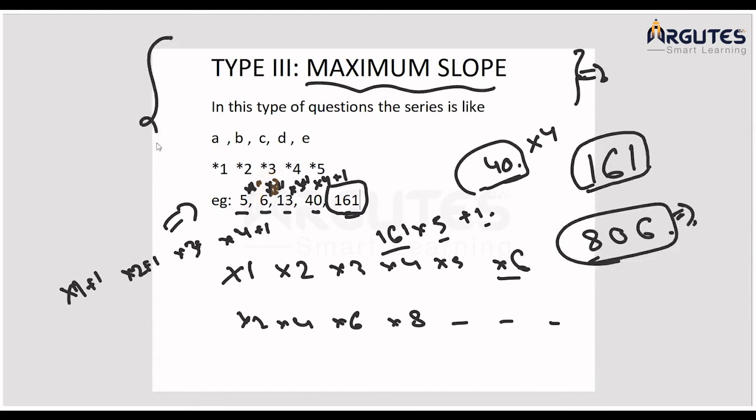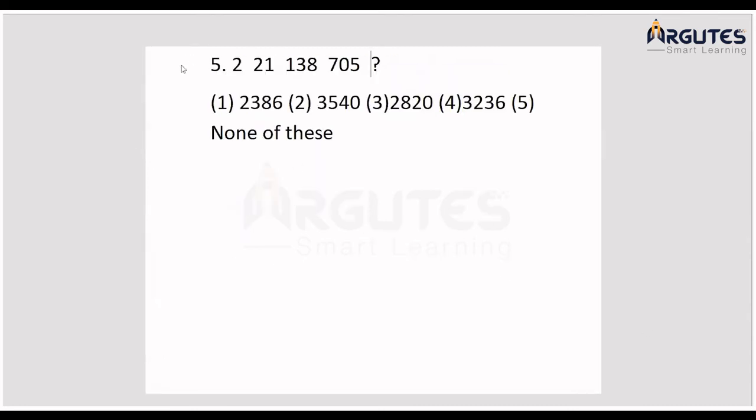So this type of questions comes under maximum slope, and most of the questions in the examination will be of this nature. Now, how will the question look? Here it is written 221, 138, 705, and what will be the next number? So how will we approach this question?